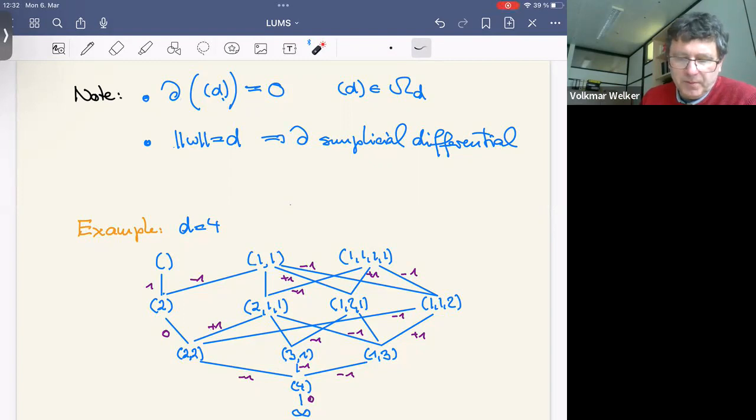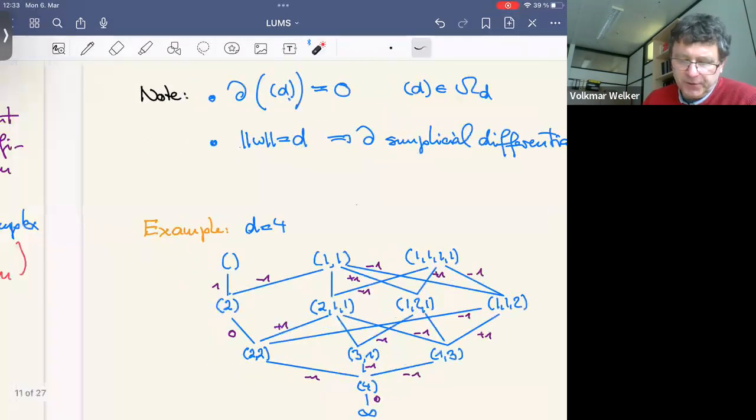And also, if omega already has the only real root, is a root multiplicity for polynomials that have only real roots, then you essentially end up with some kind of simplicial differential.